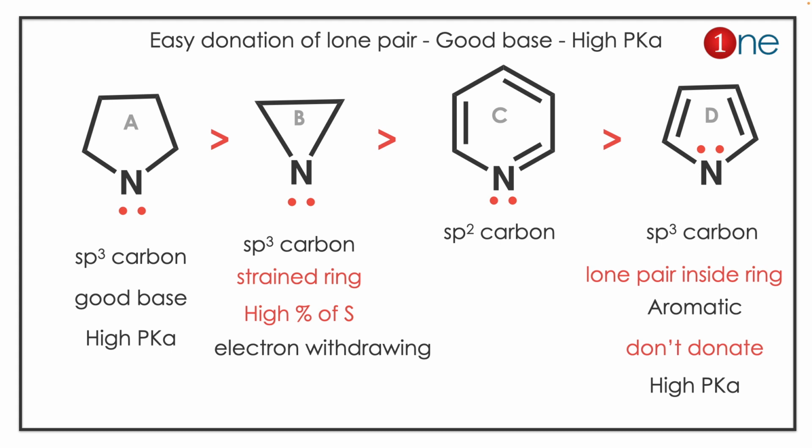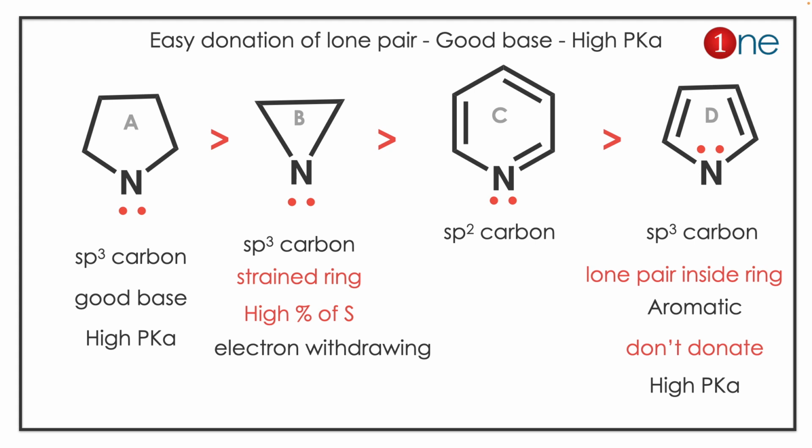Here sp3 carbon is a good donor because of the hybridization. sp2 are poor donors. So obviously sp3 carbon comes first. 5-member comes first because it doesn't have any trouble. But if you look at B, it's a strained system. Strained system has a high percentage of s character. The more the s character, the more electronegative, so electron withdrawing.